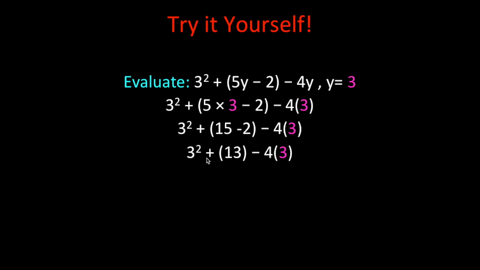So 3 to the second power plus 13 minus 4 times 3. Now remember, you do the exponent. 3 to the second power, that's 3 times 3. That's 9. 9 plus 13 minus 4 times 3 is 12. Okay? Now you solve from left to right because you only have addition and subtraction. 9 plus 13 is 22. Minus 12. 22 minus 12 is 10.